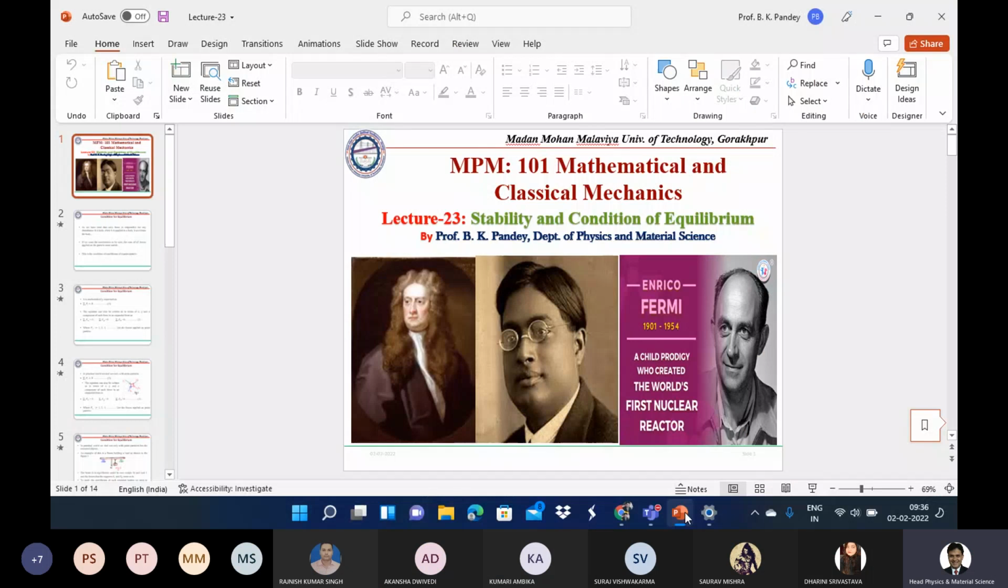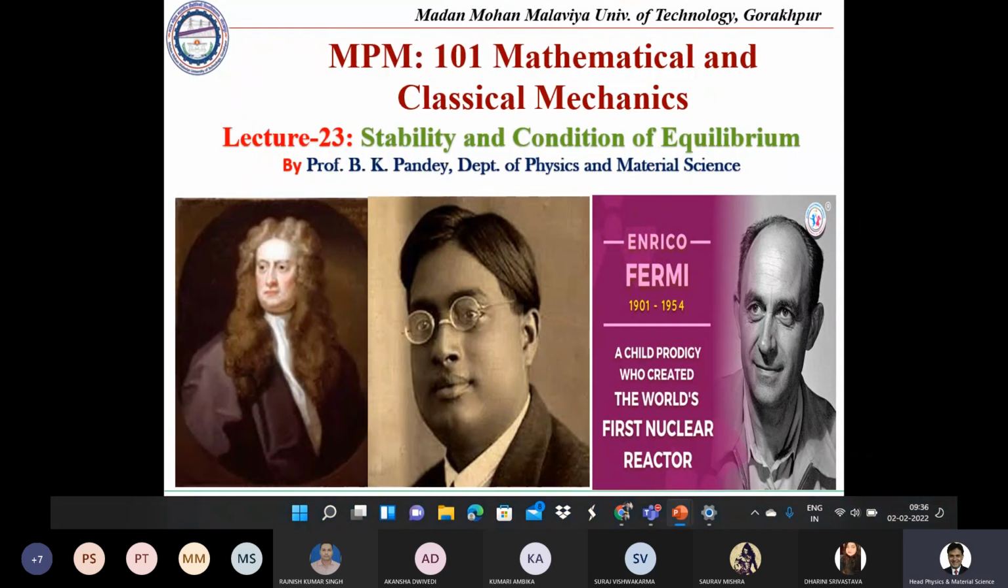So friends, let us have lecture number 23, that is, the stability and condition of equilibrium. This is a very important topic in classical mechanics because force is responsible for the motion, and it is also responsible for the stability and equilibrium of any particular system. So we are going to discuss the conditions by which we can achieve this stability, and what the conditions for that are.